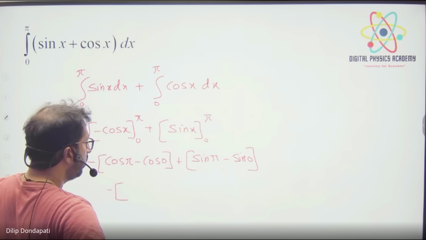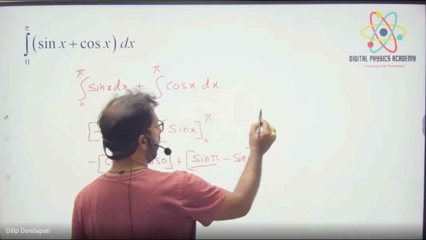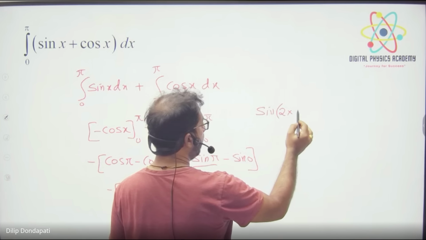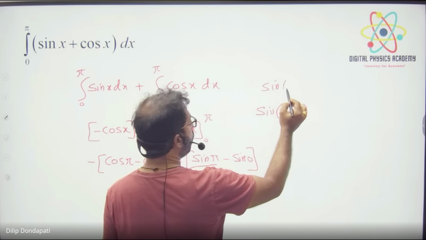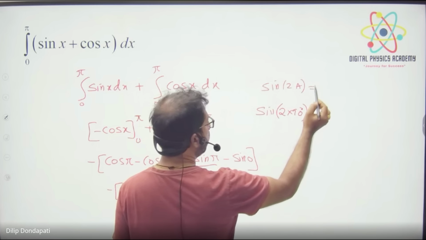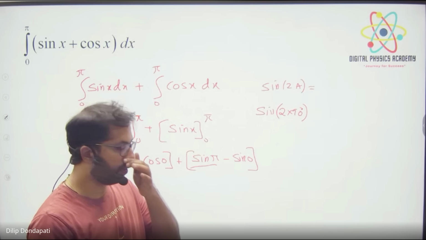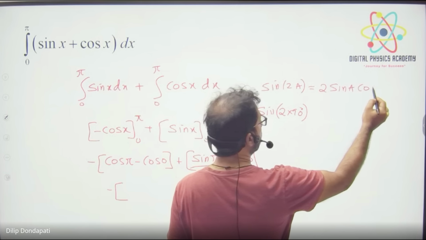Values. So I'll give a clue. Sin 180 I can write as sin 2 into 90, which is nothing but sin 2a. What is the sin 2a formula? We did it in the starting, the double angle formula: 2 sin a cos a.